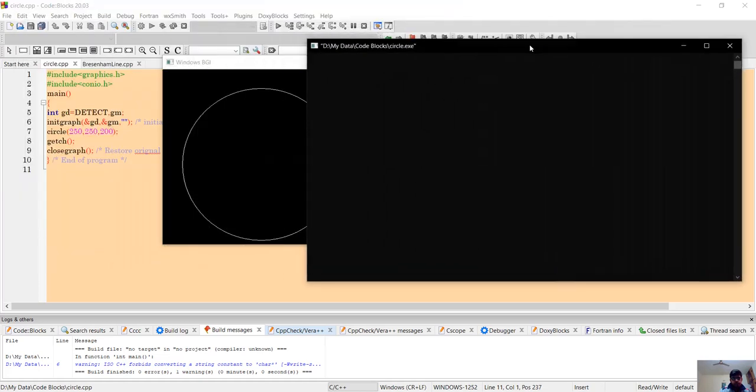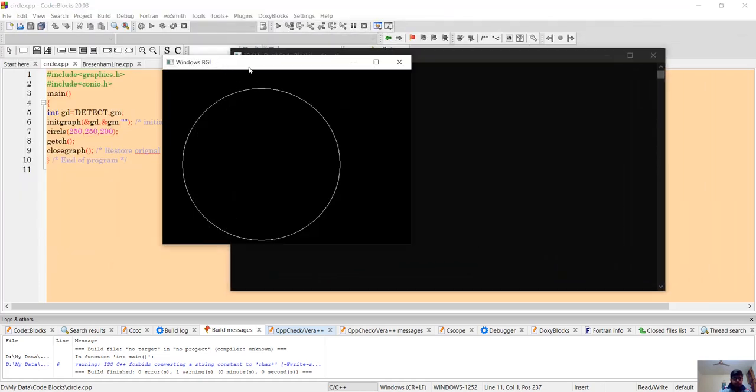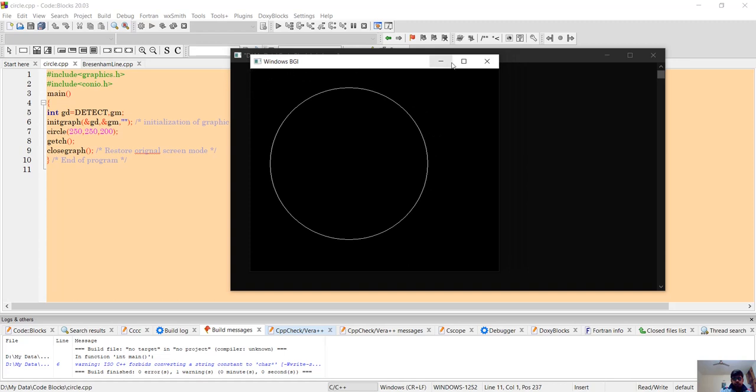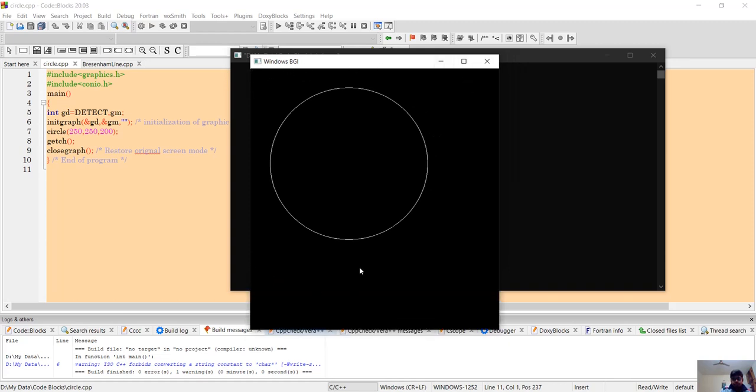Okay, so this is our circle, and by default it's showing in white. As you can see, the screen that I have taken is 250 by 250 pixels and the radius is 200. Actually I can extend it, but the pixel area is only up till here.